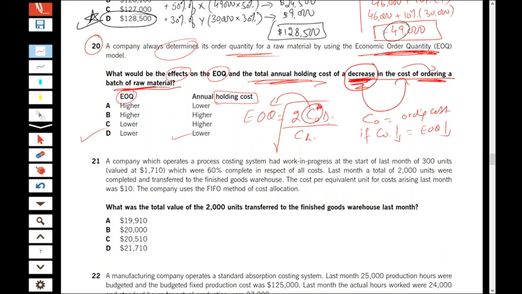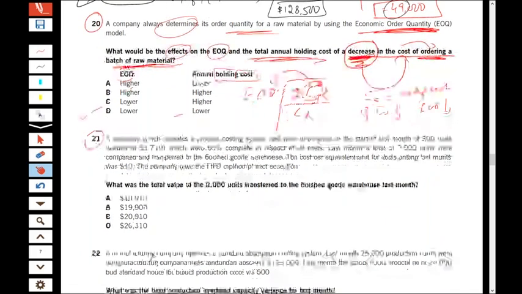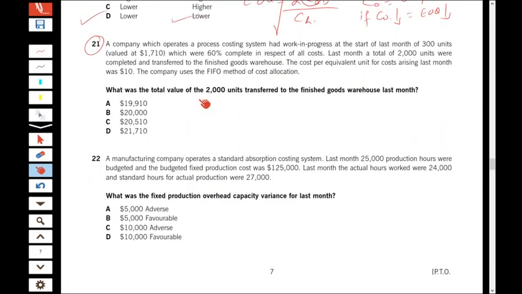Okay, now question number 21. Question number 21 is about the total value of 2000 units transferred to the finished goods warehouse last month. Students, since today is the last day of this webinar, I prefer that we will not take any break and we will continue to solve today's agenda.